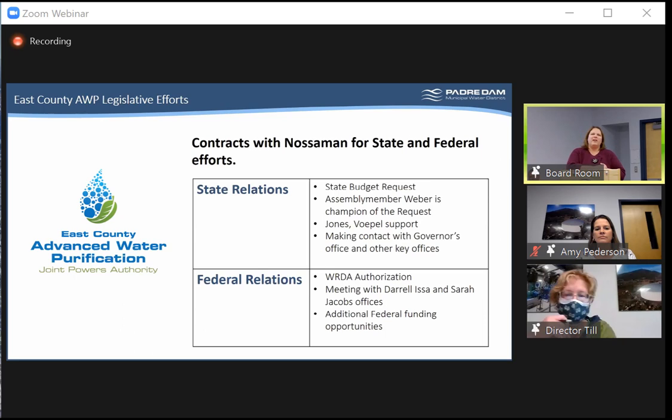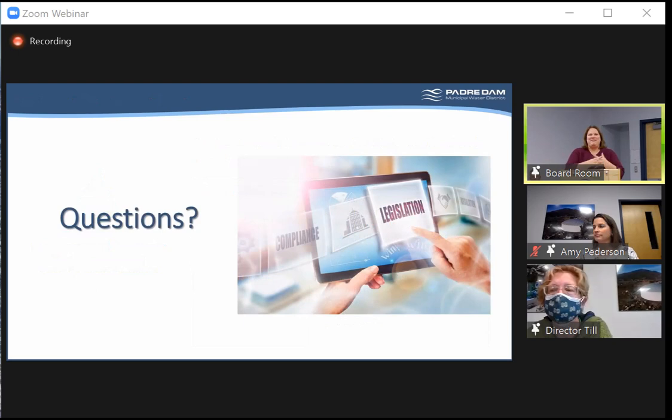And then on the federal front, we are working with our advocates in DC on WRDA authorization, which is another program similar to the WIN program and the WIFIA program and the SRF program that would allow us to be authorized for additional funding in some format. And we are working with our DC team as well on some appropriations funding with Sarah Jacobs' office right now. So we'll continue to provide updates on those efforts as well, but some really great activity happening there. And with that, that's the end of my legislative update, and I'm happy to answer any questions.